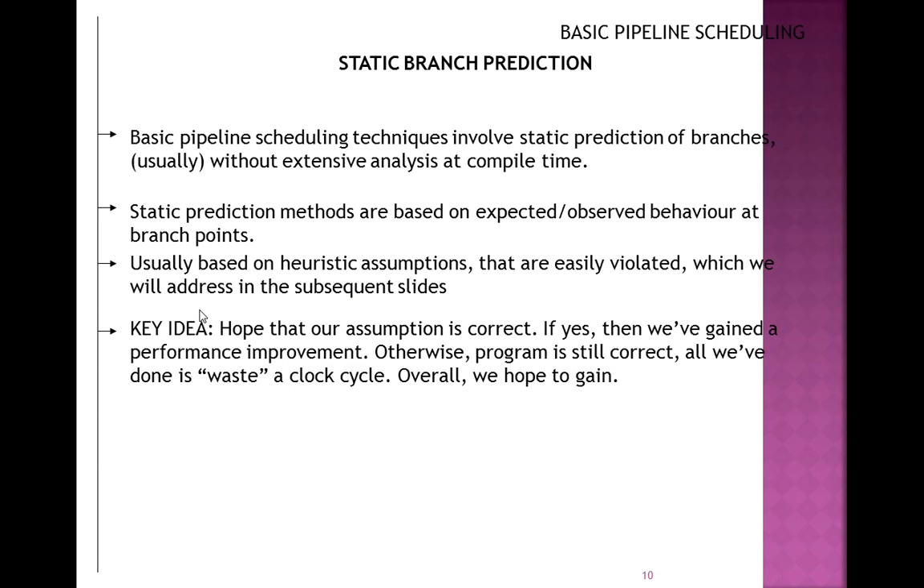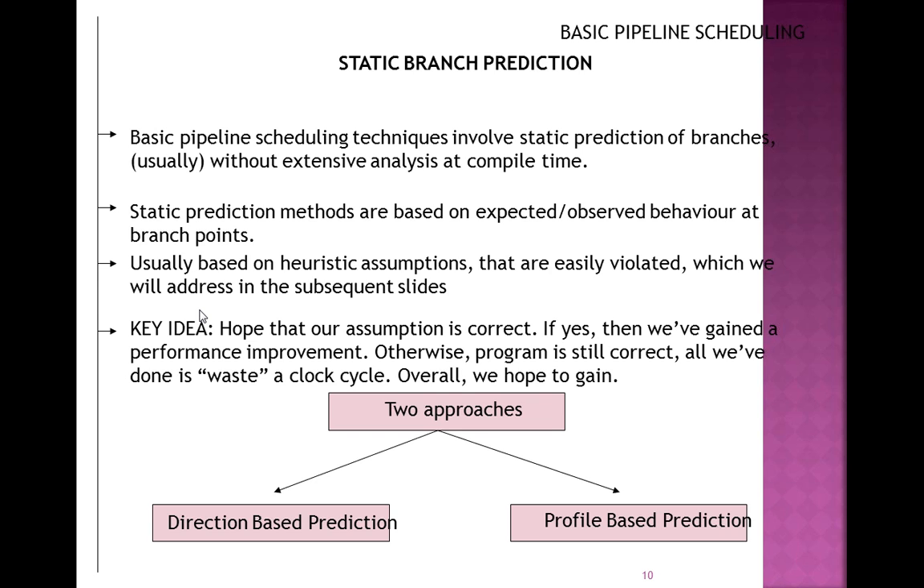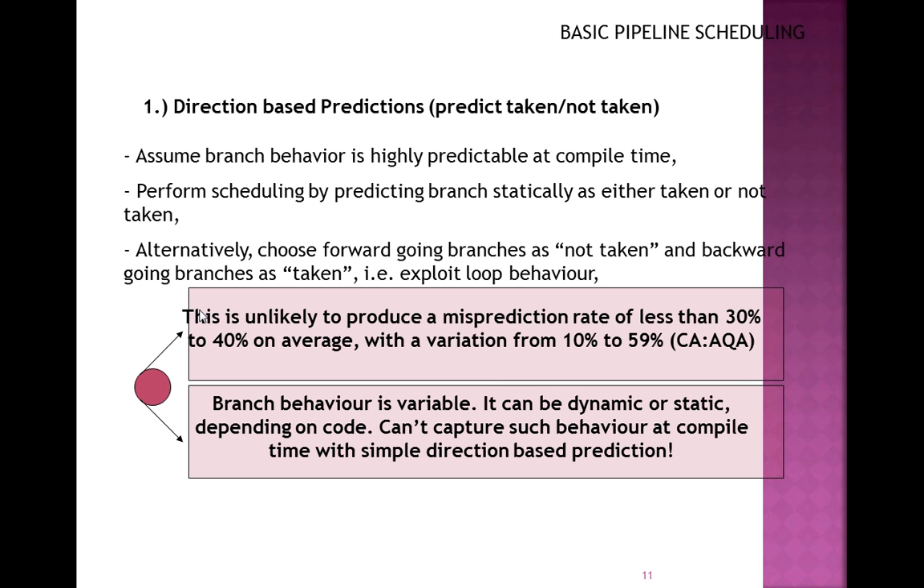Usually, these are based on the heuristic assumption, that is, the assumption we have taken. The key idea is to hope that our assumption is correct. If yes, we have gained a performance improvement; otherwise we are at a loss, or we are going to waste a clock cycle. These are two approaches for prediction. One is direction based, one is profile based.